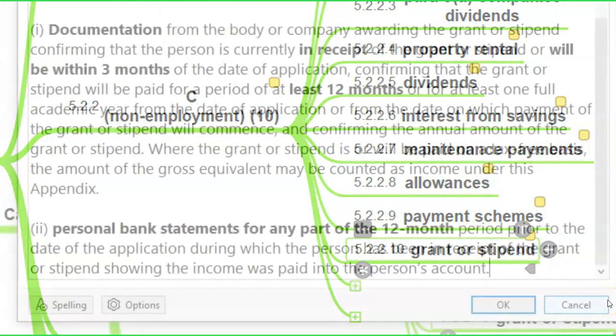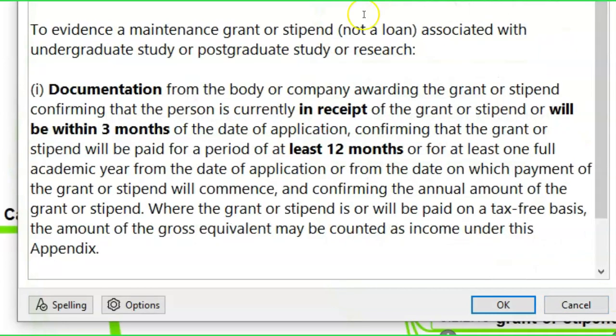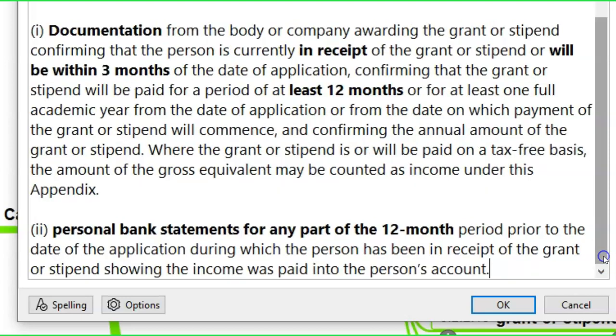If you received a maintenance grant or stipend, and I draw attention here, guys, that this is not a loan, so the loans will not be allowed, then first of all, you need to check whether or not this grant or stipend is a gross amount or a net one. If it is a net amount, you'll need to convert it into the gross amount, because this way you'll be able to rely on a bigger amount of money.